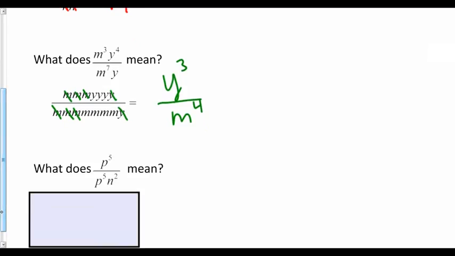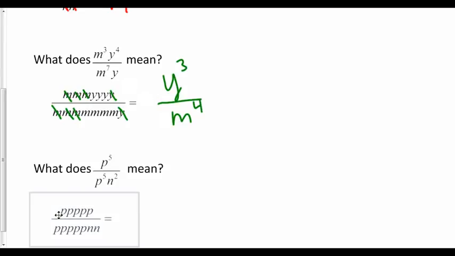And finally, let's look at p to the fifth over p to the fifth n squared. All of the p's are going to cancel out in the numerator, and all will cancel out in the denominator, leaving me with 1 over n squared.